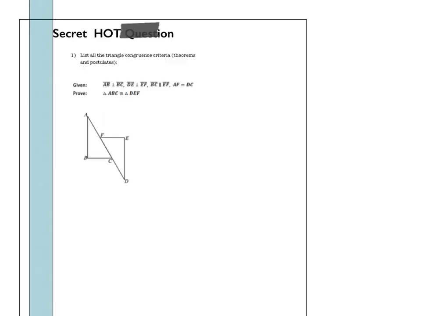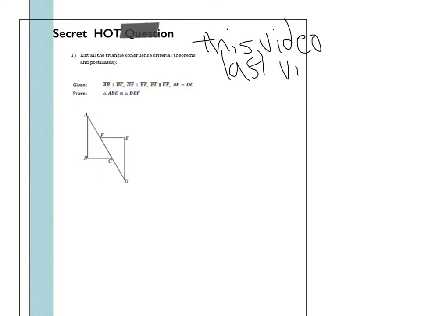So now it is time for your secret hot question. 1. List all the triangle congruence criteria, theorems and postulates. So I want you to list all the theorems and postulates that you learned in this video and last video. So state all of them. Okay? I want to see those listed in your notebook.